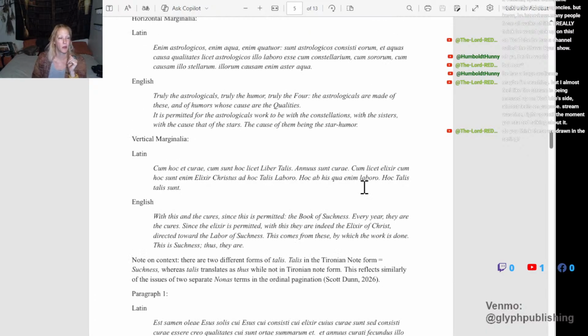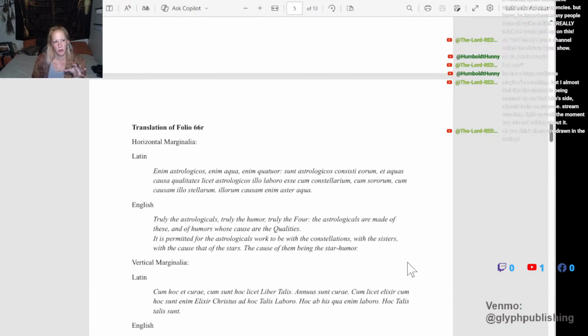All right, so we're going to read the translation of Folio 66R. Okay. So, enim astrologicos, enim aqua, enim quatuor. So he doesn't use enim to always mean truly or indeed. It can also mean being or because or due to. Okay? And that is how he's using that. All right, so I'm going to read it in English so I can continue forward without raspiness or anything.